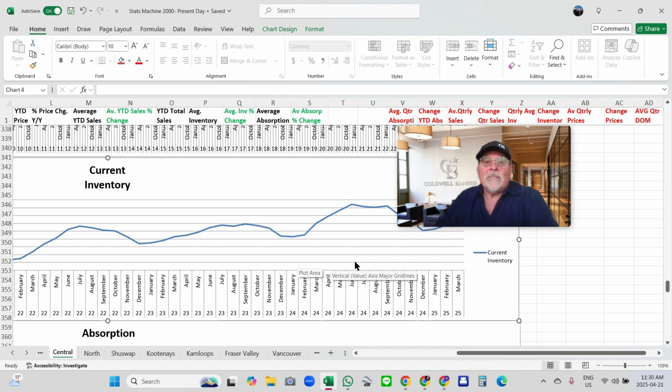So those are the ways you utilize the stats machine. You can look at the statistics, you can do running averages, you can look at the annual summaries, and you can look at the quarterly summaries, or you can check out the graphs and change the figures that the graphs are pulling from.